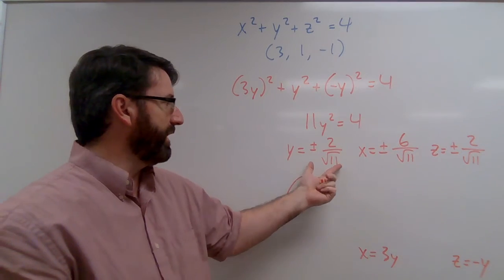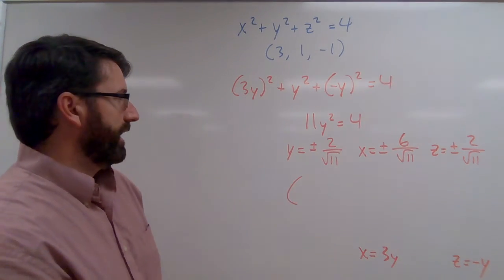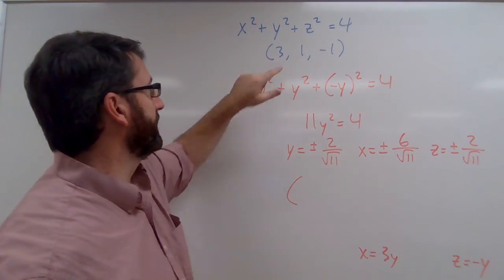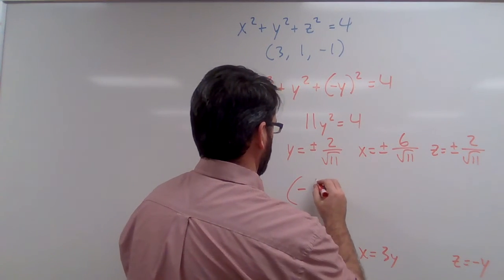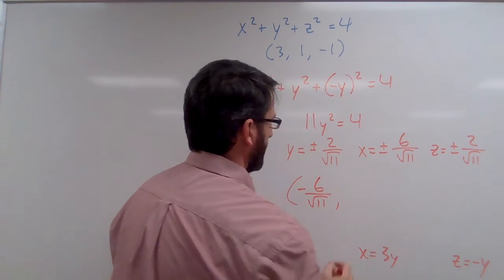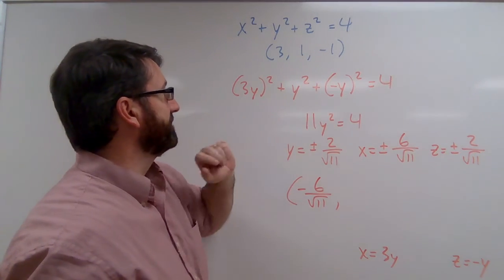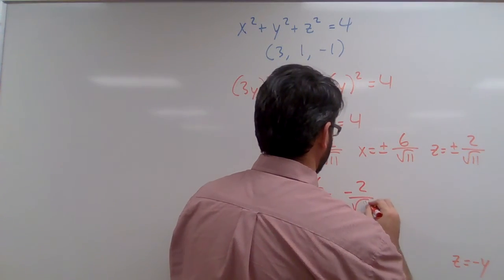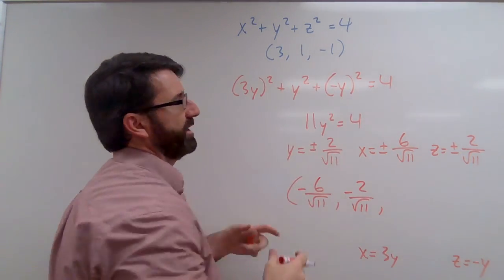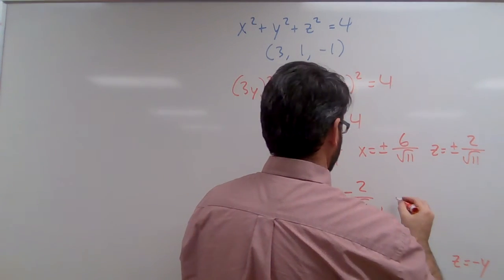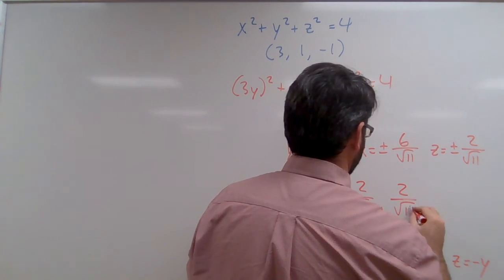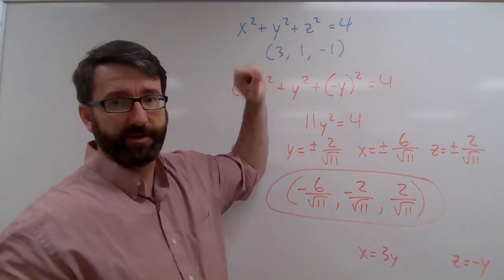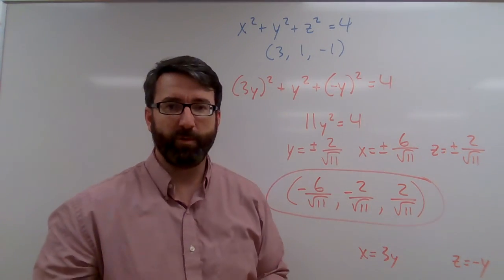Now we've got to figure out, do we want positive or negative for each one of these? Well, we're trying to find the point that's farthest away from an x coordinate of 3. That's going to be negative 6 over square root of 11. And the point farthest away from positive 1 is going to be negative 2 over square root of 11. And the point that's farthest away from negative 1 is going to be positive 2 over square root of 11. So that's going to be our answer. That's the point on this sphere that's farthest away from the point (3, 1, -1).